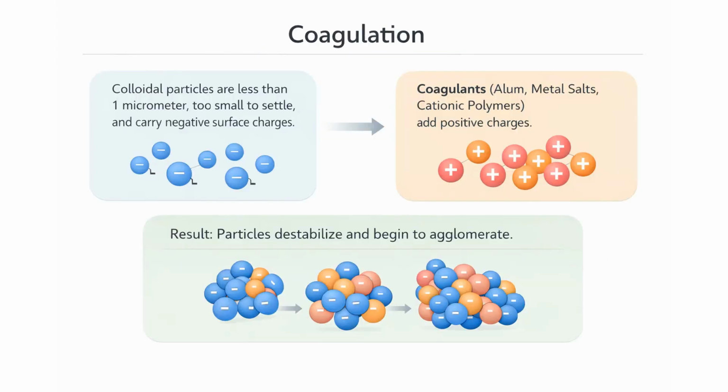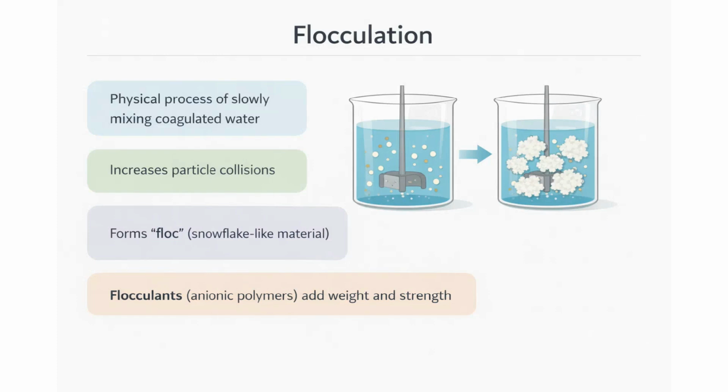Next is coagulation. Water often contains tiny colloidal particles that carry a negative electrical charge, causing them to repel each other and stay suspended for years. By adding a positively charged coagulant, like alum or cationic polymers, we neutralize those charges so the particles can begin to clump together. Once the particles are destabilized, we use flocculation.